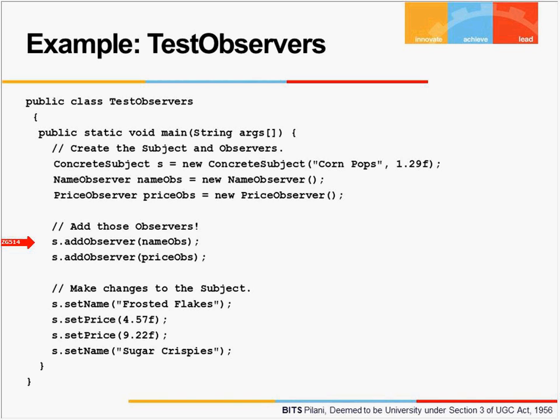Question: you had set changed and notify methods. Where are those implemented? Those are implemented in the java.util.Observable class. In Java, the java.util.Observable class is provided, and any class which is a subject, instead of implementing an interface, extends the Observable class, where the implementation for these methods is already provided.